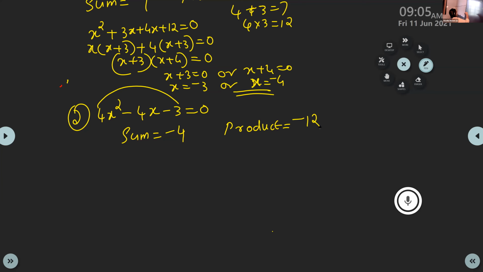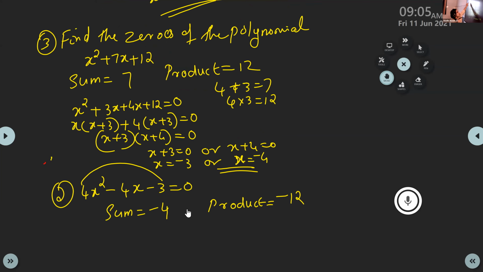In the previous question, the coefficient of x square is 1. So 1 into 12, 12 itself, the product is 12. But here the coefficient of x square is 4. So its product is 4 into negative 3, negative 12. Is it clear, children?